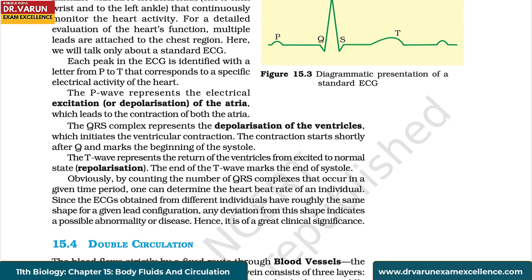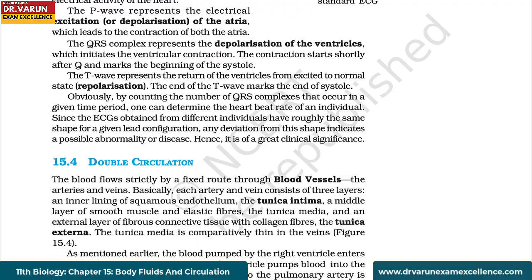By counting the number of QRS complexes that occur in a given time period, one can determine the heartbeat rate of an individual. Since the ECGs obtained from different individuals have roughly the same shape for a given lead configuration, any deviation from this shape indicates a possible abnormality or disease. Hence, it is of a great clinical significance.